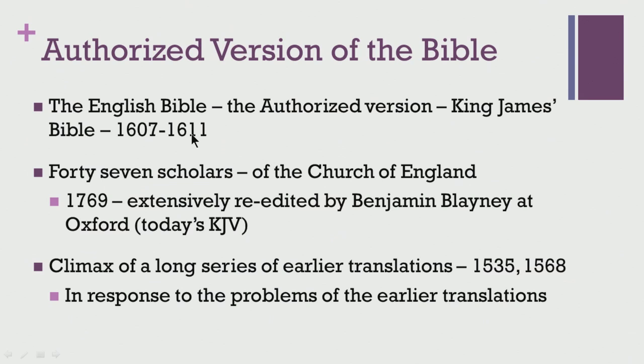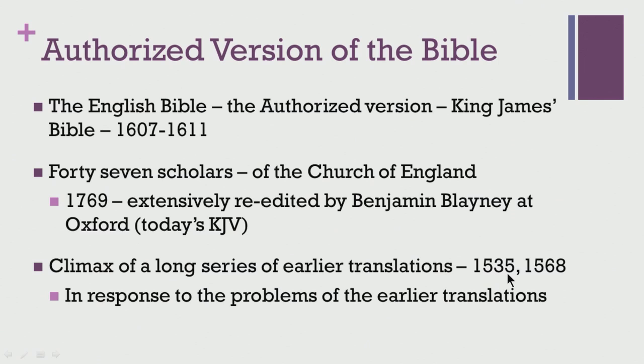And this was a huge project that lasted for a few years, from 1607 till 1611. This was commissioned to a group of 47 scholars, all of whom belonged to the Church of England. And this was the present King James version as we know it today. It was extensively edited at a later point in 1769 by Benjamin Blayney at Oxford. So, currently when we talk about the King James version, we talk about this Oxford version which was edited in 1769. And the edition which came out in 1611 under the commission of King James I was in fact the climax of a long series of earlier translations.